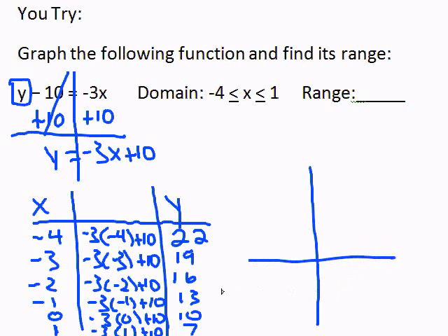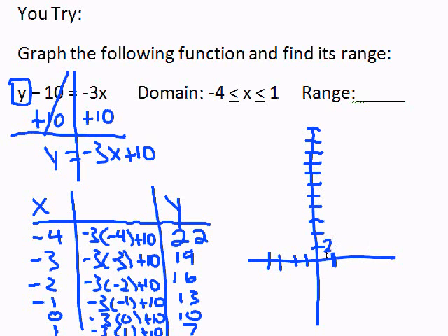X was -4, -3, -2, -1 and 0, and your y values go up to 22. I don't really want to count all the way up to 22, so I'm going to choose to count by a slightly larger number. I'm going to count by, let's say, 2s. 2, 4, 6, 8, 10, 12, 14, 16, 18, 20, 22.